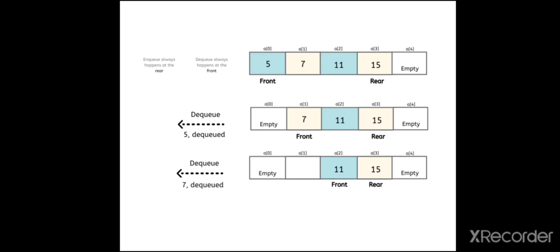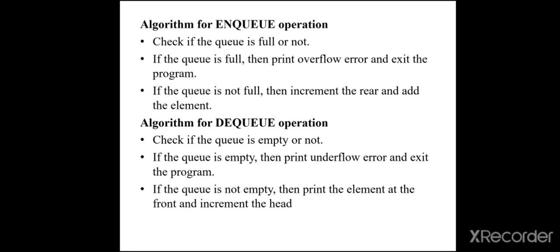See, here I dequeued the 5. The first element 5 is deleted. Then the front position is incremented. It is pointed at the 7. The rear was not at all changed. The rear position was the same. Next, I dequeued the element 7. The 7 element was deleted. The front is incremented. That is, it pointed to 11. See, in this way we are going to delete an element.